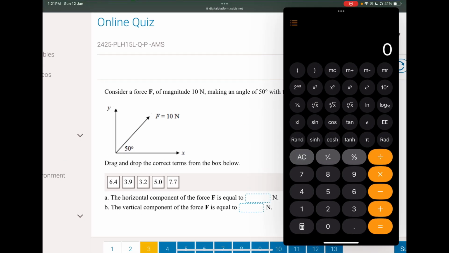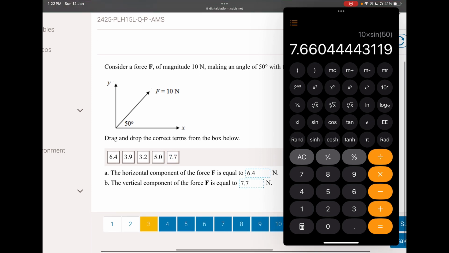Okay. So 10 times cosine 50, you're gonna get 6.42, which is 6.4. And the vertical is going to be 10 times sine 50, which is gonna be 7.66, which you can round to 7.7.